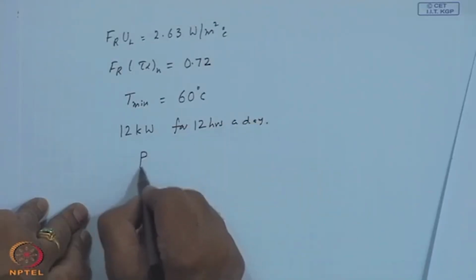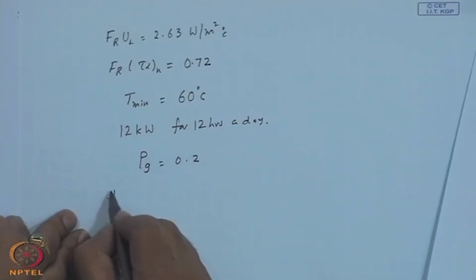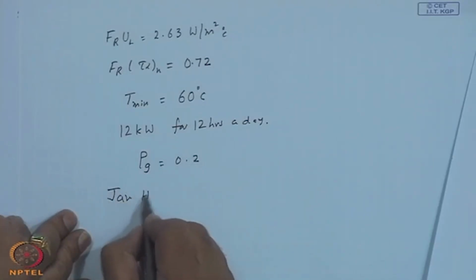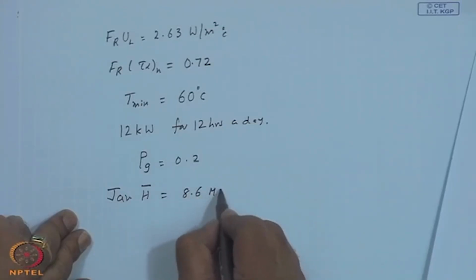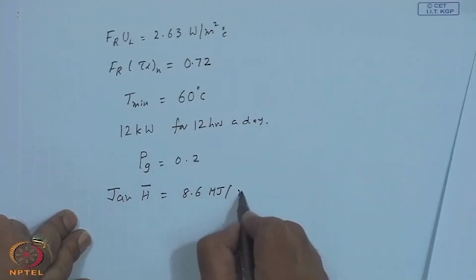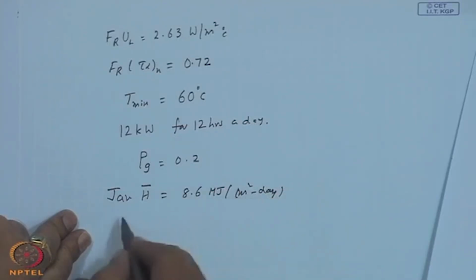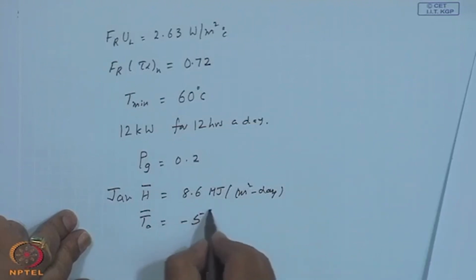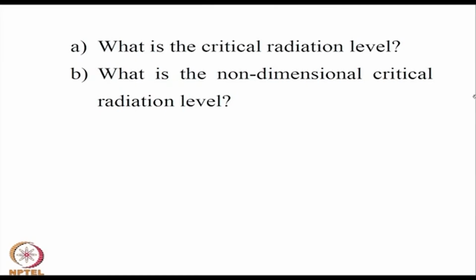Of course, the other data ground reflectance is 0.2 for the month of January. H bar is 8.6 megajoules per meter square day, and ambient temperature is -5 degrees C. So, this is the given data which we wanted to calculate what is the critical radiation level.